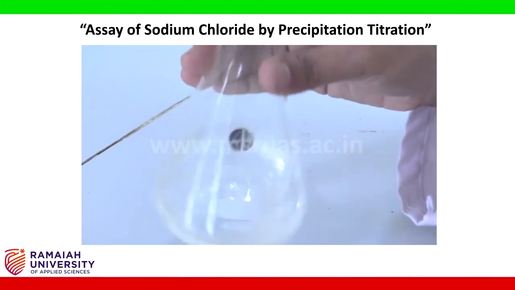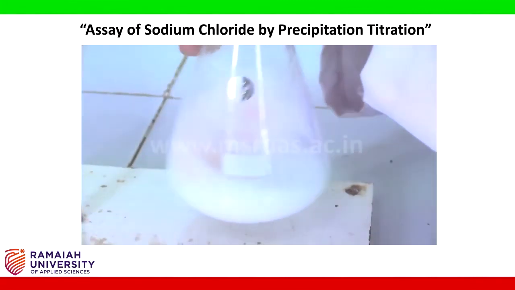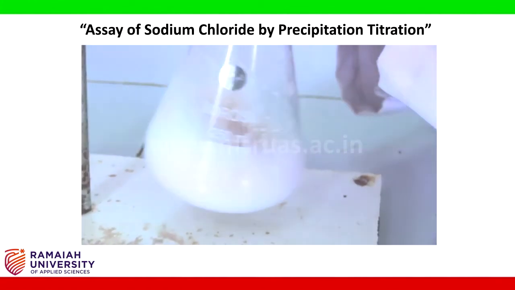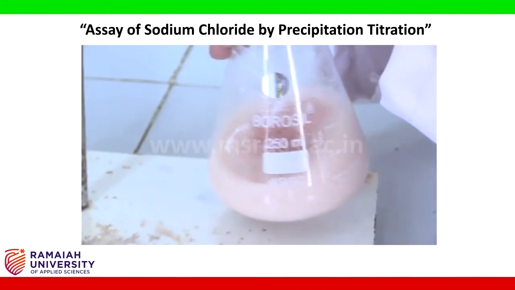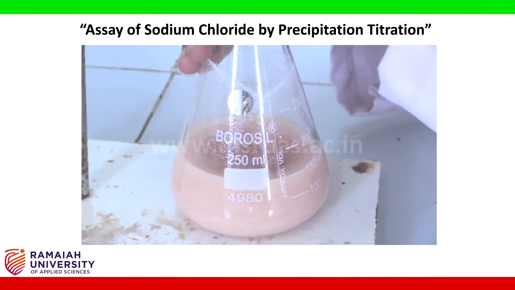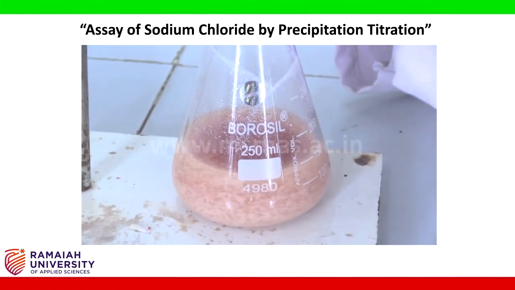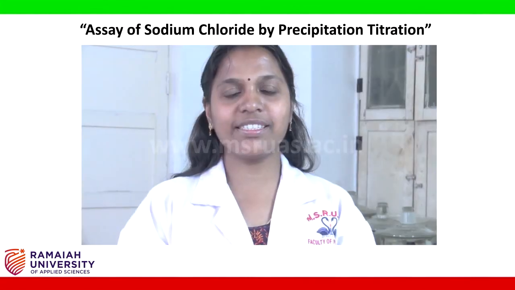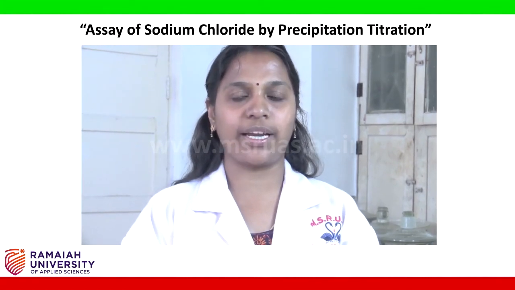Stir the resulting solution and then titrate against 0.1 N ammonium thiocyanate solution. Endpoint is the appearance of brick red color. This is the procedure for performing blank titration, and this completes the assay of sodium chloride.